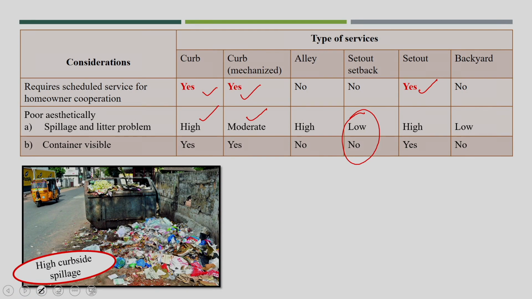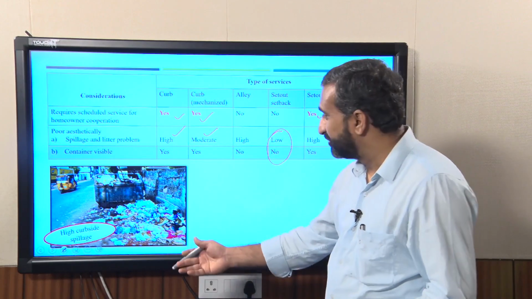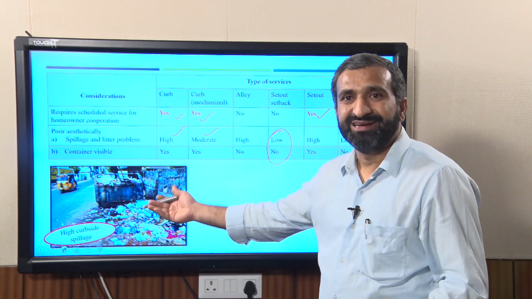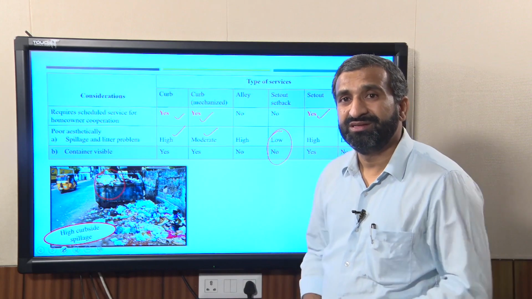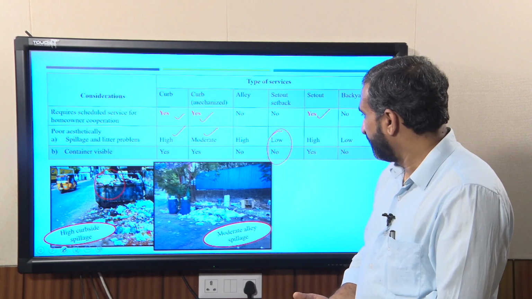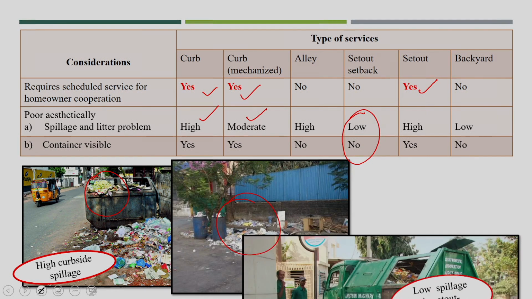You will see here high curbside spillage, because this is the entire responsibility of the house owners, and you know that nobody wants to go near that location and dispose the waste into such a dustbin. These kinds of dustbins are mechanical, or we can say haul containers, directly these containers are hauled off into the collection vehicle. This is a stationary kind of location. So, you see this kind of moderate spillage.